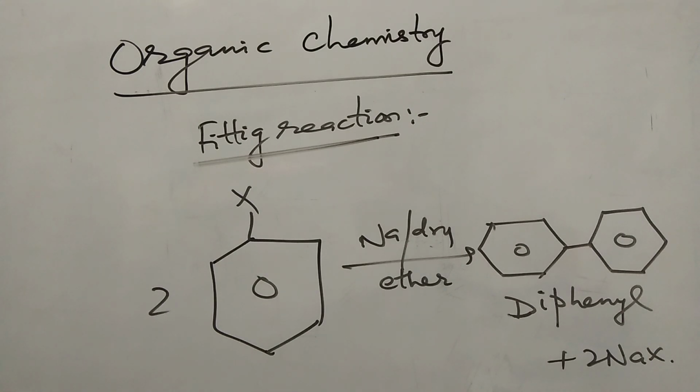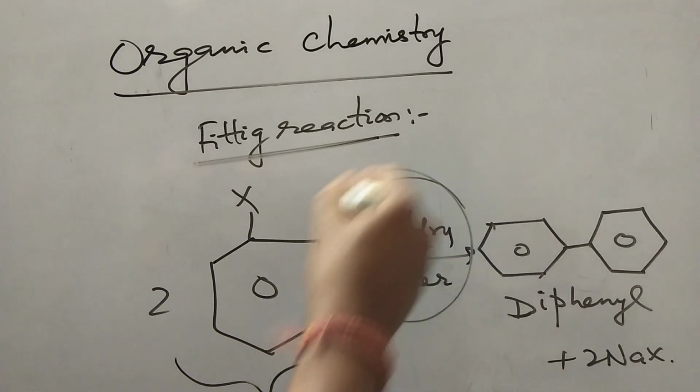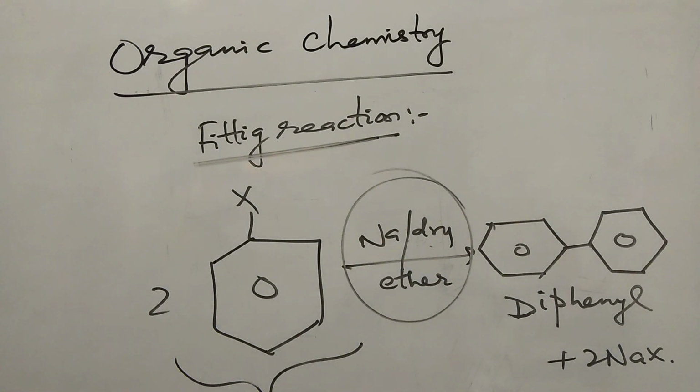So this reaction is called Fittig reaction. So haloarene, 2 moles of haloarene when treated with sodium and dry ether forms diphenyl. This reaction is called Fittig reaction.